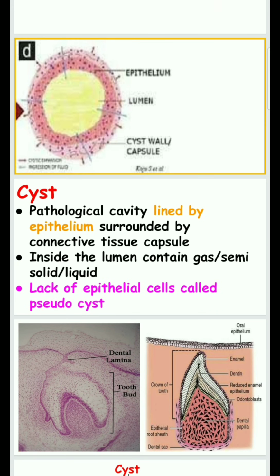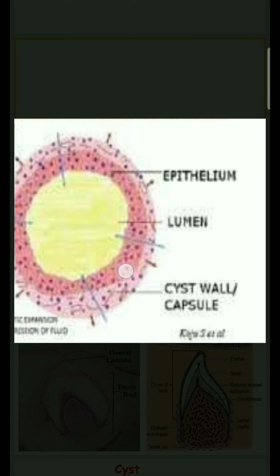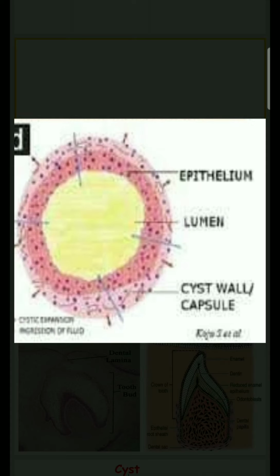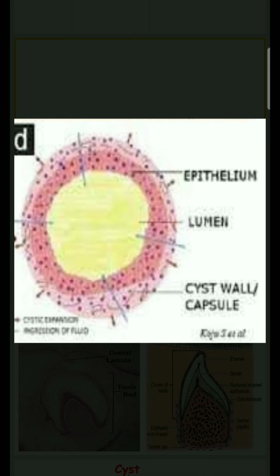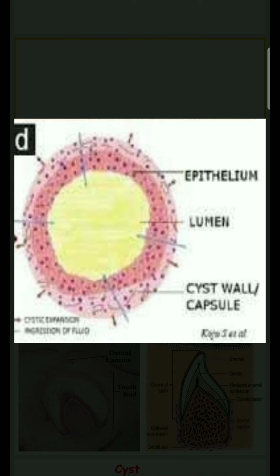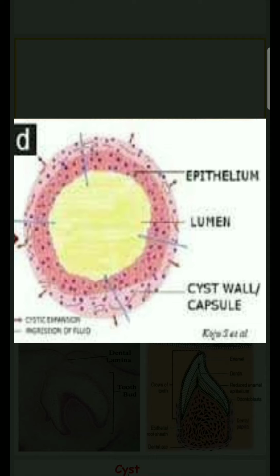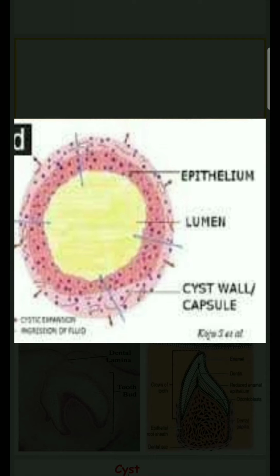What is a cyst? A cyst is a pathological cavity surrounded by a fibrous capsule and lined by a lining epithelium, and it contains a lumen. Inside the lumen, there is sometimes a solid, semi-solid or gaseous material. In some cases the epithelium is absent, and that is called a pseudocyst. The lack of lining epithelium is called a pseudocyst.